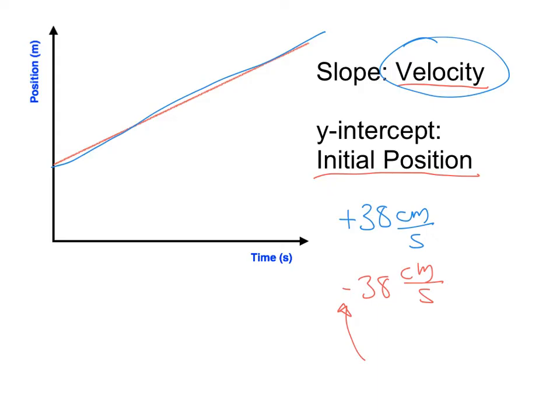And a graph would look like a graph that has a negative slope. And I hope at this point you can also deduce what a position versus time graph would look like for a car that is not moving. I'll let you figure that one out.